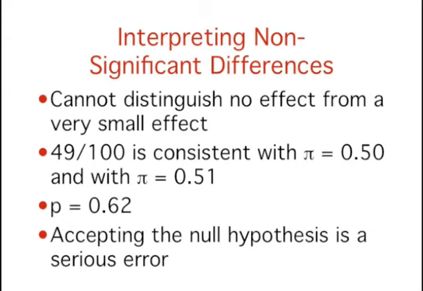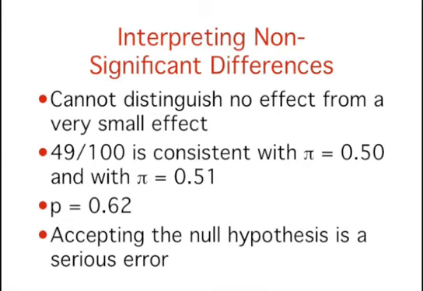When a significance test results in a high probability value, it means that the data provide no evidence that the null hypothesis is false. However, the high probability value is not evidence that the null hypothesis is true. The problem is that it is impossible to distinguish a null effect from a very small effect.